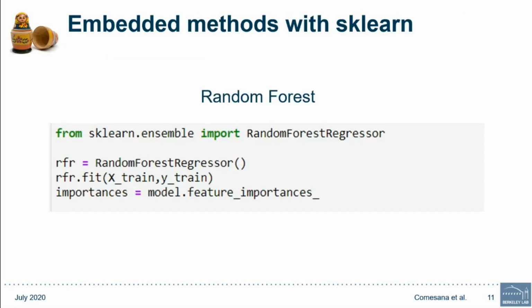Here's once again a very simple example of one of these methods being implemented with scikit-learn. This is just going to be a random forest, and with the feature importances in that last line, you can see how all of the features are ranked by this algorithm.